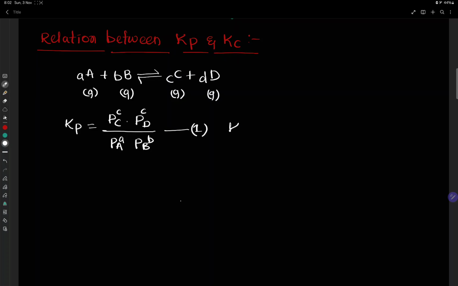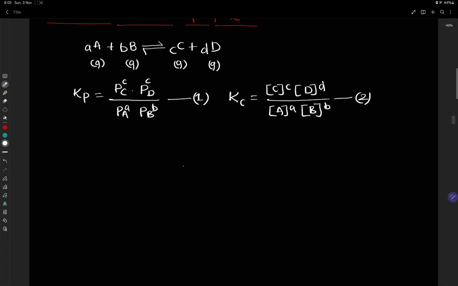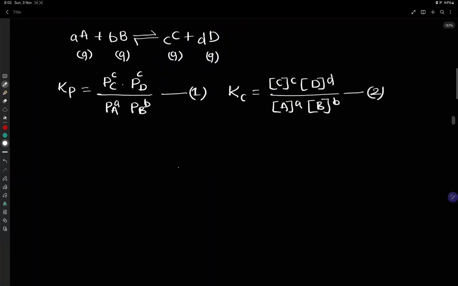Then what is the equilibrium constant in terms of molar concentration for the above reaction? Molar concentration of C power c into molar concentration of D power d by molar concentration of A power a into molar concentration of B power b. Consider it as equation 2. Now to establish a relation between them, you need to substitute partial pressures in the Kc equation or molar concentrations in the Kp equation.